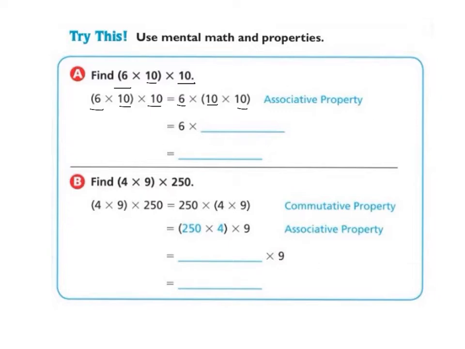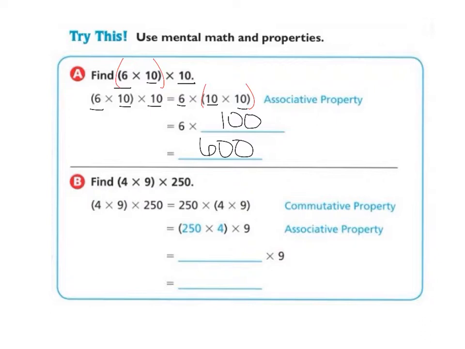But in the first example, I'm multiplying the 6 and the 10 together, and then multiplying by 10. In my second example, I'm multiplying 6 times 10 times 10. The reason we would do this is because 10 times 10 is 100. It gives me a nice, easy number to work with. 6 times 100 is 600. Using the mental math properties, it makes our math go much faster.